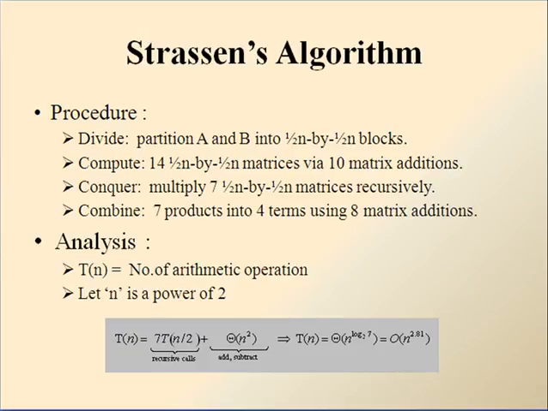If we analyze this, n will be some power of 2. T of n will be 7 recursive calls, that is 7 T of n by 2, plus O of n square for addition and subtraction. If we calculate, it will be O of n raised to the power log 7 for base 2, and so the value is coming out in the order of n to the power 2.81. Thank you.